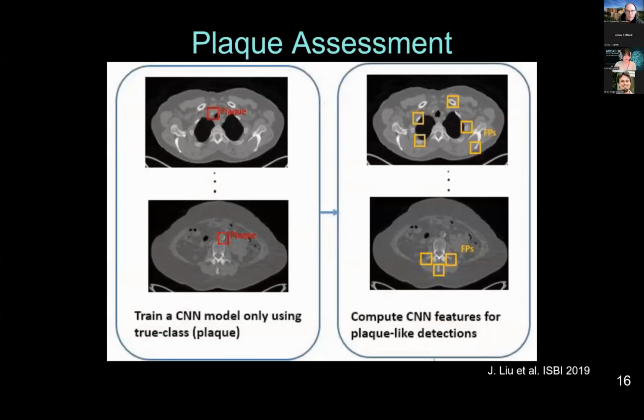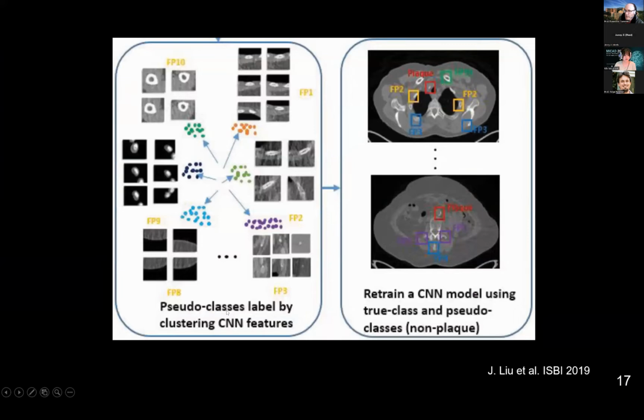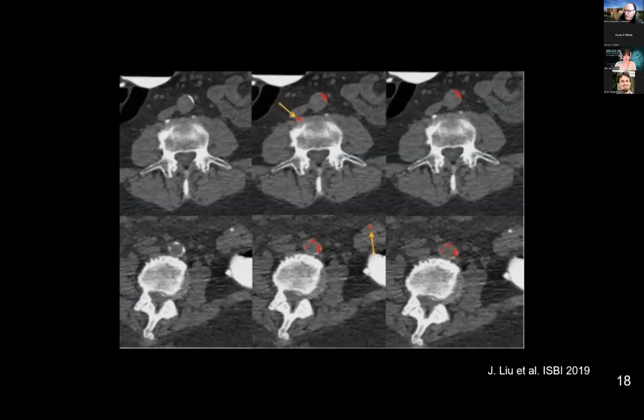Our plaque assessment tool has been continuously improved. Initially, we used a 2D mask RCNN that would first identify the true plaque class and then compute features using the convolutional neural network. Unfortunately, the technique in its initial implementation also identified other calcifications like in bone. So we used pseudo-class labels by clustering CNN features, and we could then retrain a CNN model using a true class and pseudo class technique. And that led to rejection of some of these false positives on bone and calcifications that weren't in the aorta, so that we could just see the calcifications in the aorta as shown in these two examples.